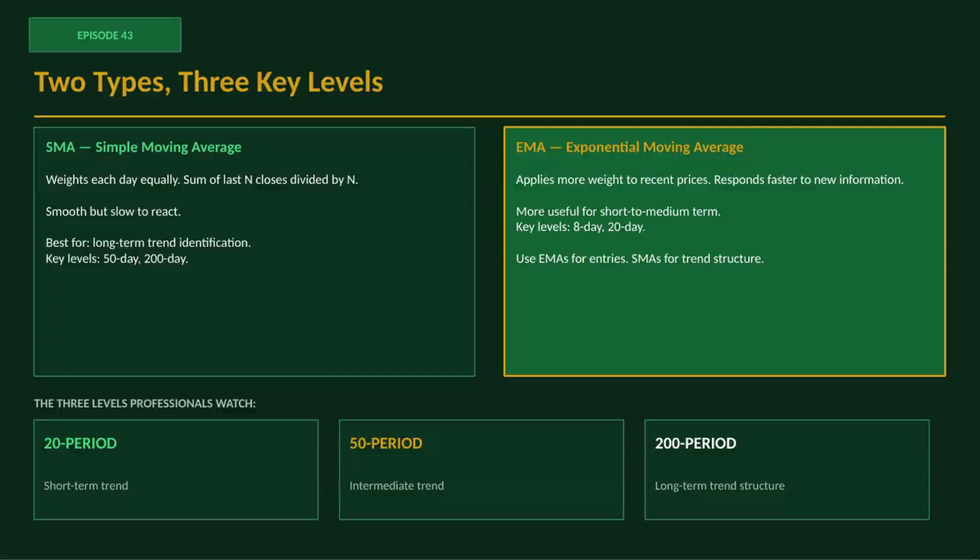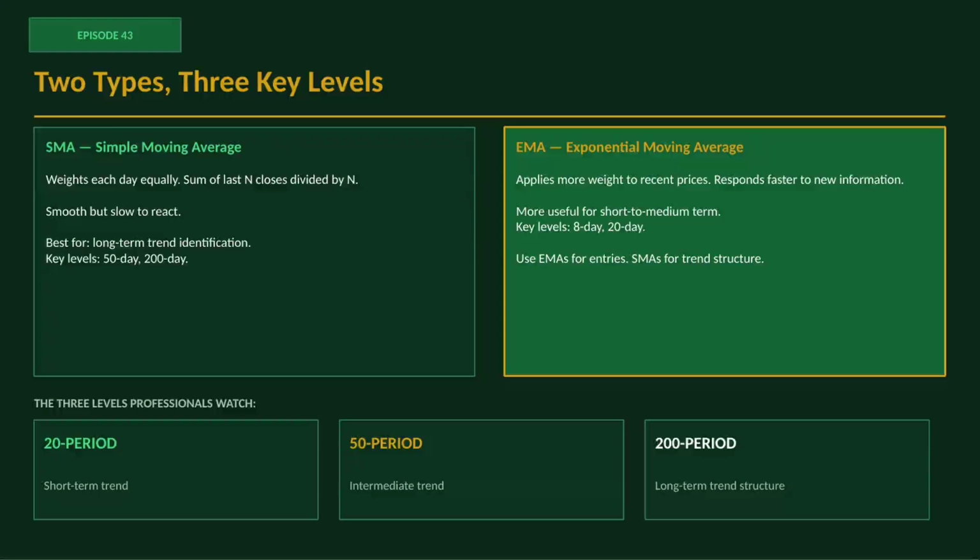The exponential moving average, EMA, applies more weight to recent prices, making it more responsive to new information. A 20-day EMA will respond to a sharp move faster than a 20-day SMA. For short to medium-term analysis, EMAs are generally more useful. For longer-term trend identification, SMAs are the standard.